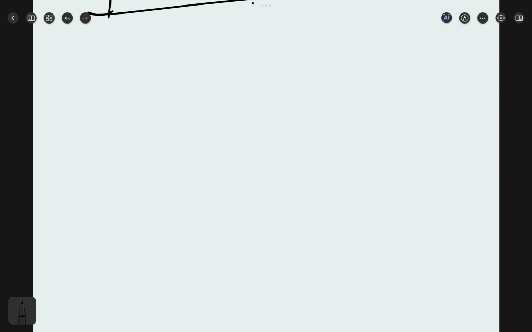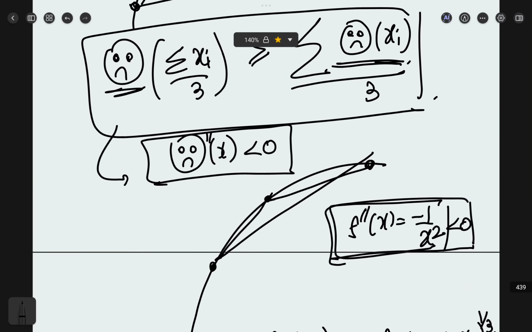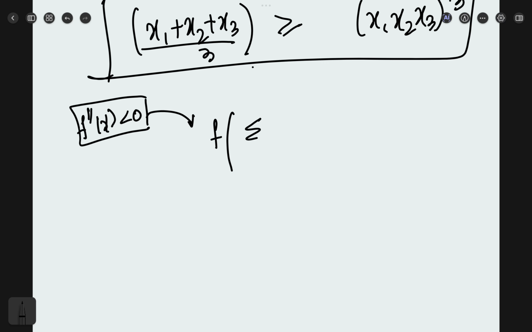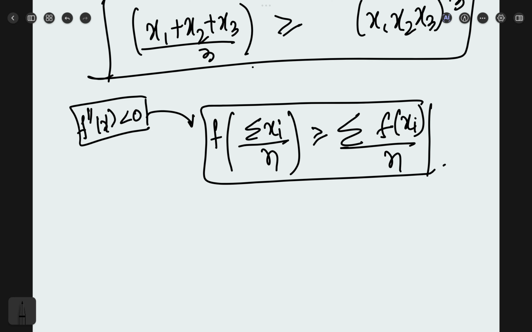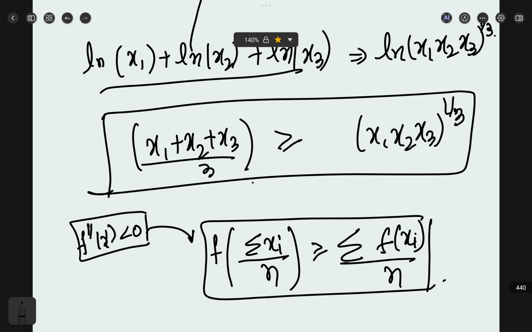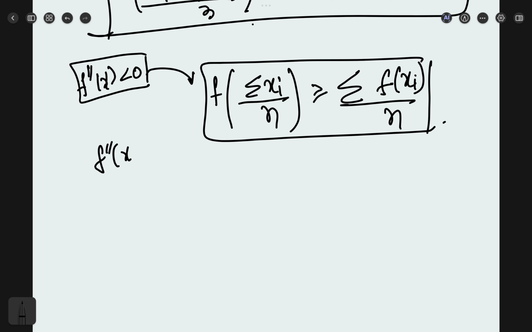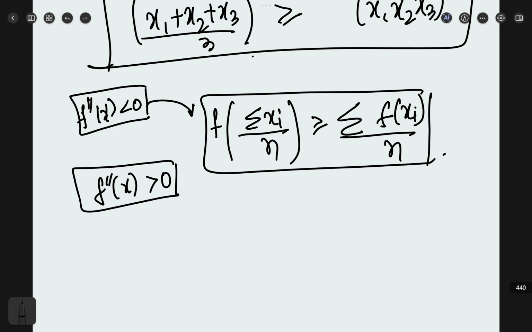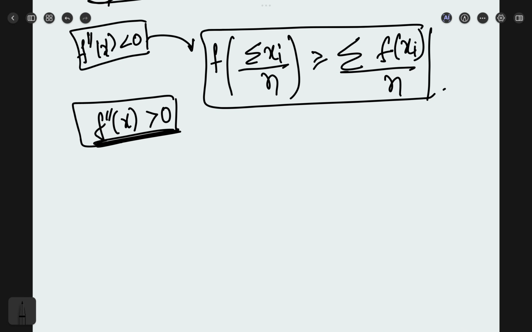Yeah, so to generalize this, I can write this as, let's say f double dash x is less than 0. So I can say that f of sigma xi by n is greater than or equal to sigma of f of xi by n. Now you can try the case for f double dash x greater than 0, and comment and tell me what the result for this would be, comparing this and this.